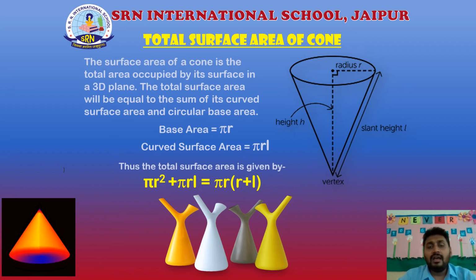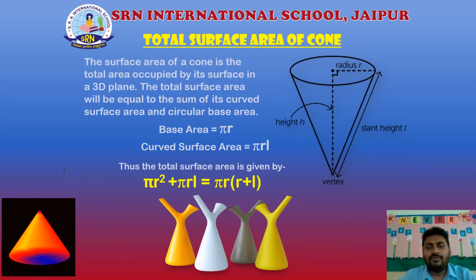Total means the combination of the curved surface area. Curved means the part which we hold. Like if we see the birthday cap, so happy birthday is written on which part? It is written on the curved surface area. And the bottom face is what? Circular. So it's a combination of curved surface area and the circular base.